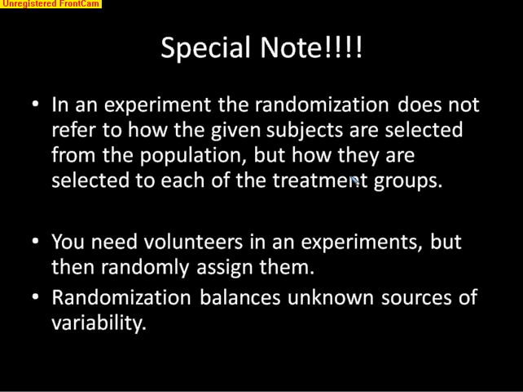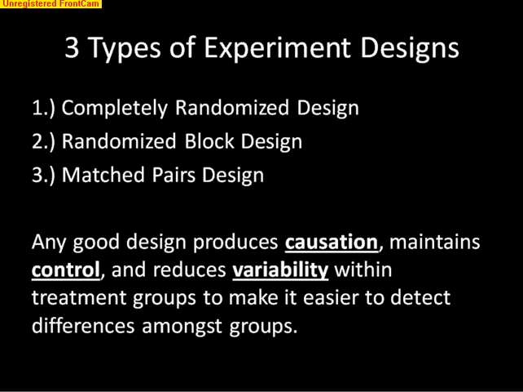Randomization balances unknown sources of variability. So again, with the unknown of milk being a factor, randomization should balance milk drinking people into both groups so it doesn't become an issue. So hopefully a lot of this makes sense in terms of these main things. We're going to do plenty of examples in class. The last thing I want to talk about are the three types of experimental designs.